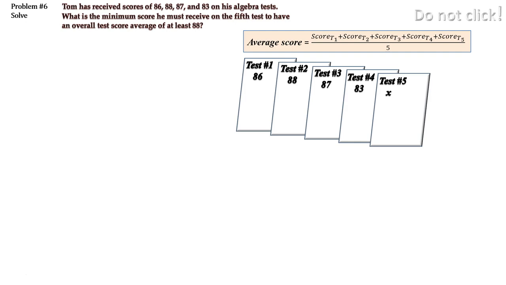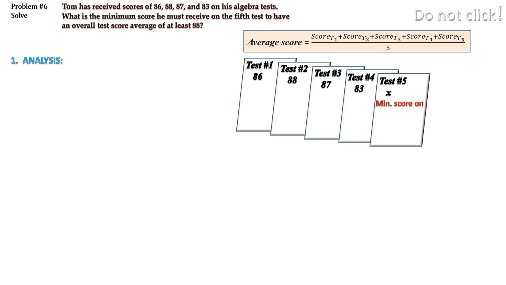Word problem. Tom has received scores of 86, 88, 87, and 83 on his algebra tests. What is the minimum score he must receive on the fifth test to have an overall test score average of at least 88? Hint: the average of the list of numbers is their sum divided by the number of numbers on the list.